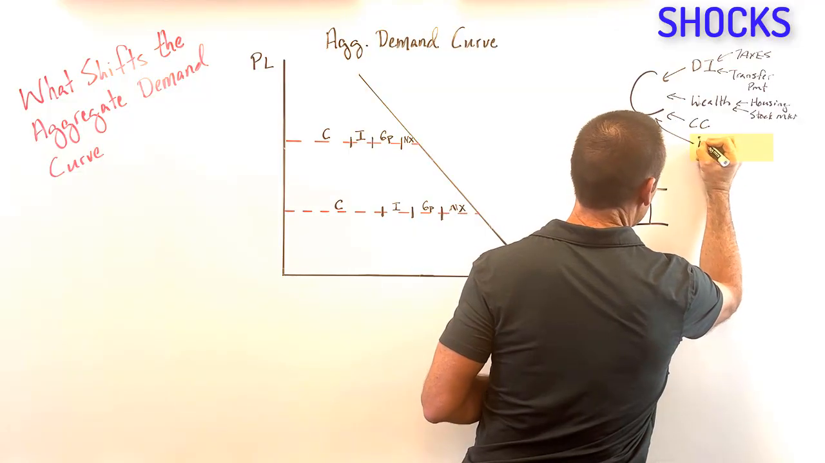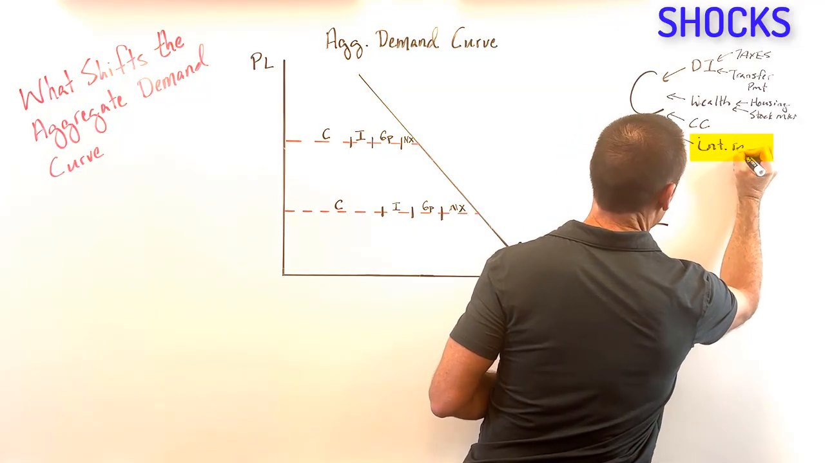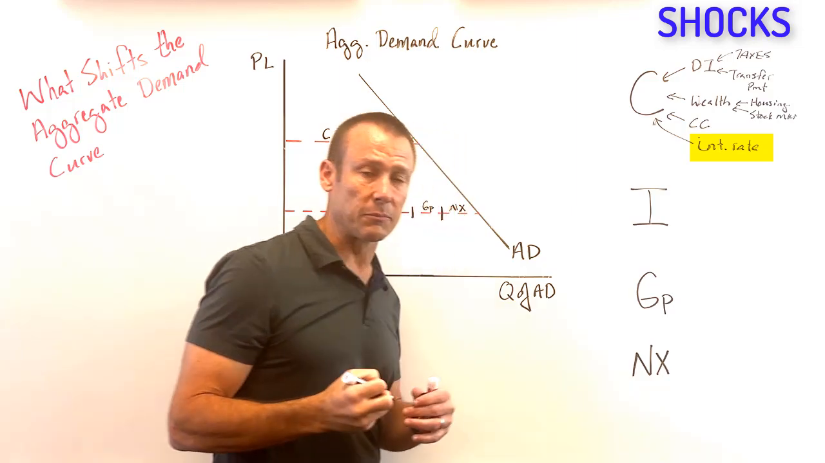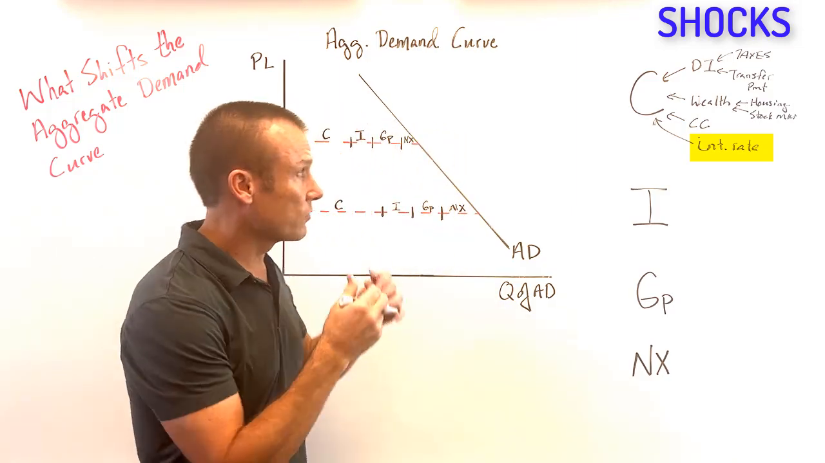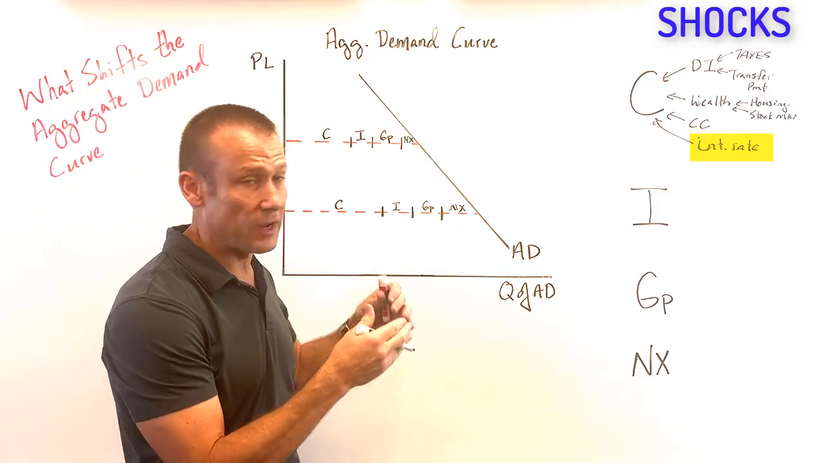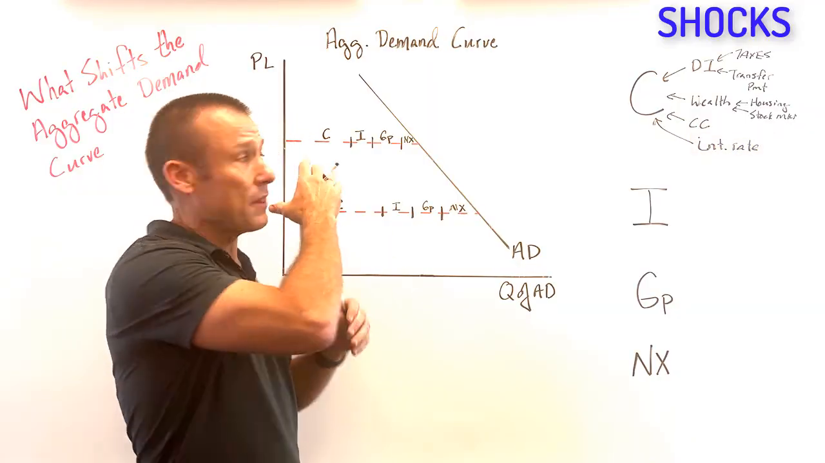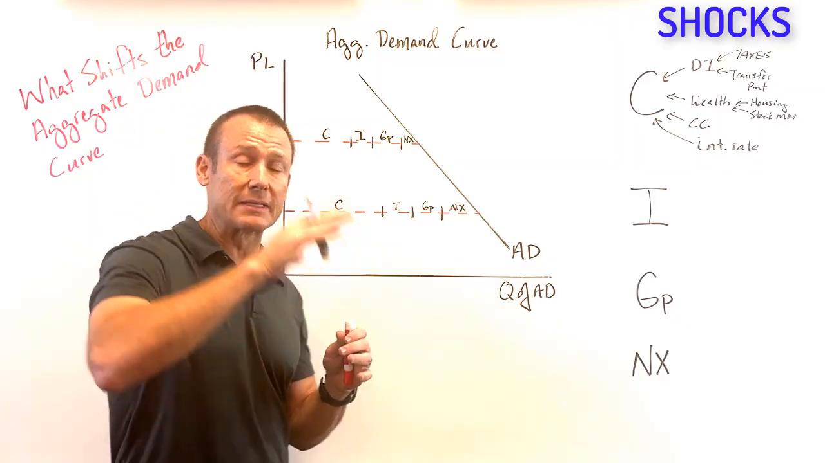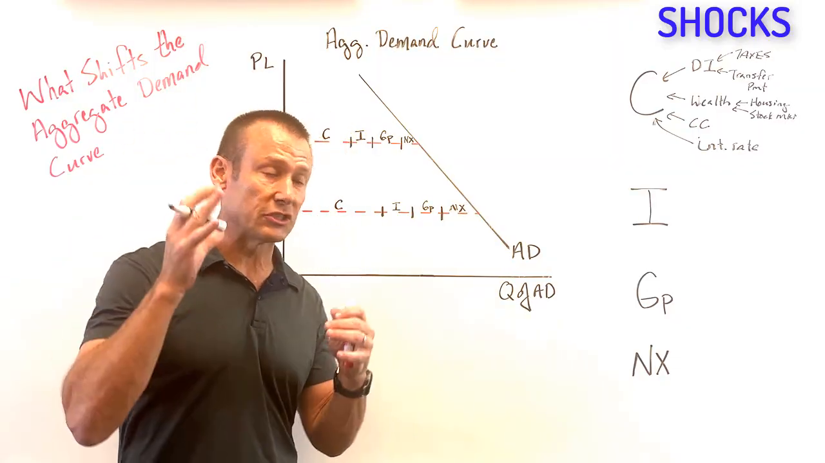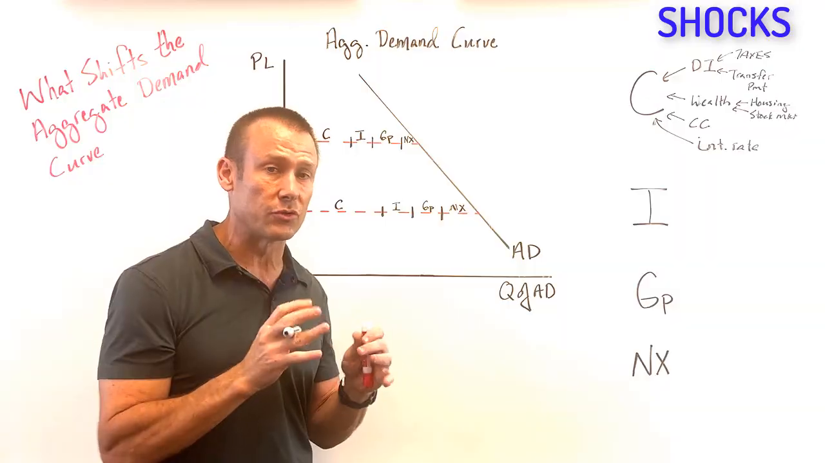Now, what else is there out there? Definitely the interest rate, right? The interest rate is going to affect consumption to some degree. So those are some of the major things that are going to change consumption, or household spending, that are not the price level. They're exogenous to our model, so they would cause shocks. They would cause the AD curve to shift.